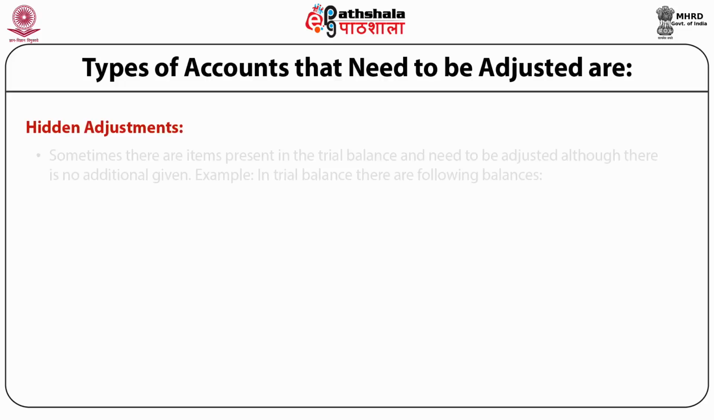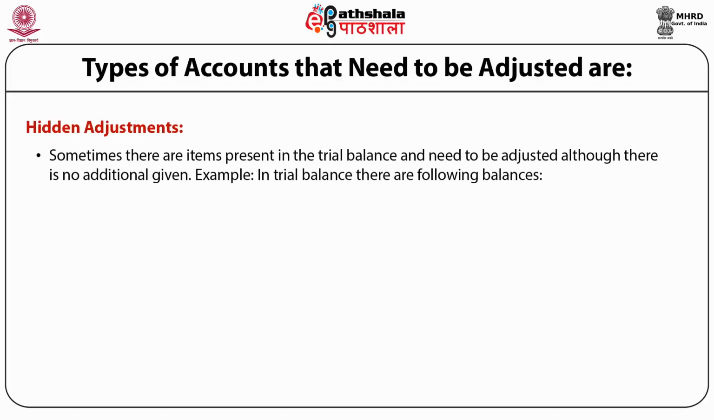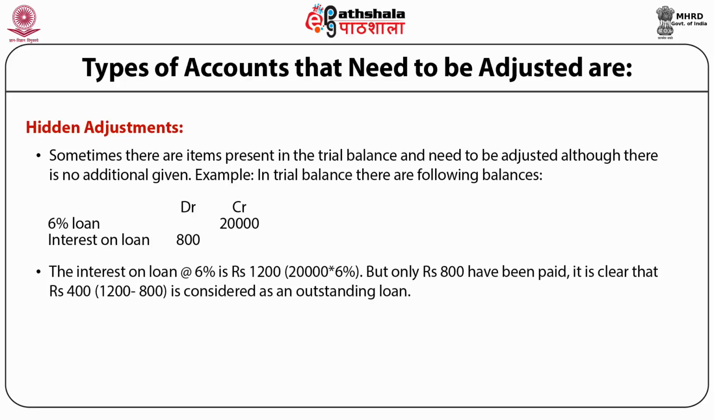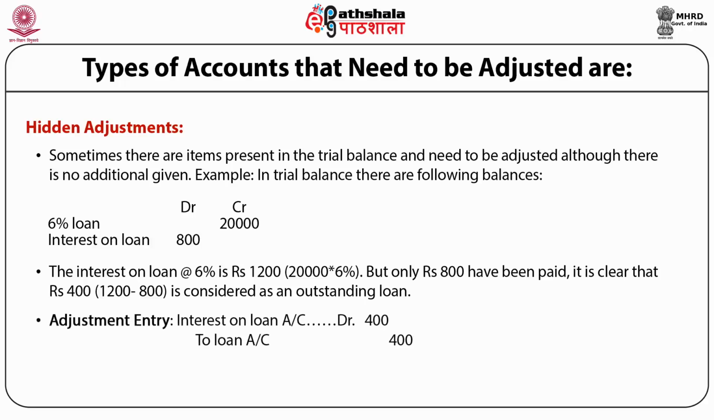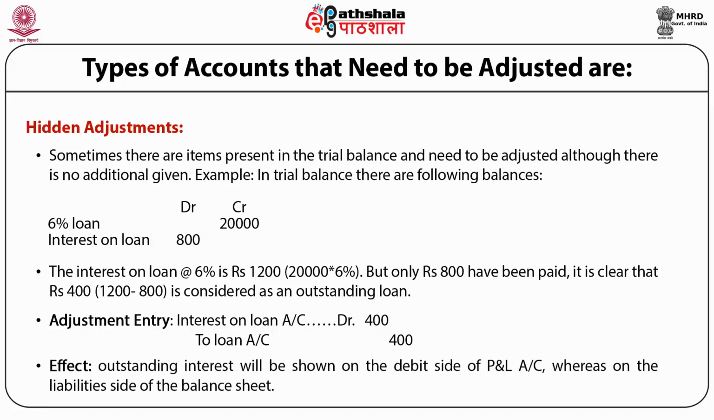Hidden adjustments. Sometimes there are items present in the trial balance that need to be adjusted, though no additional information is given. For example, in the trial balance, there are the following balances: 6% loan 20,000, interest on loan 800. The interest on loan at the rate of 6% is 1200, but only 800 has been paid. It is clear that 400 is outstanding. The entry will be interest on loan account debited to loan, 400. The outstanding interest will be shown on the debit side of the profit and loss account and on the liability side of the balance sheet.